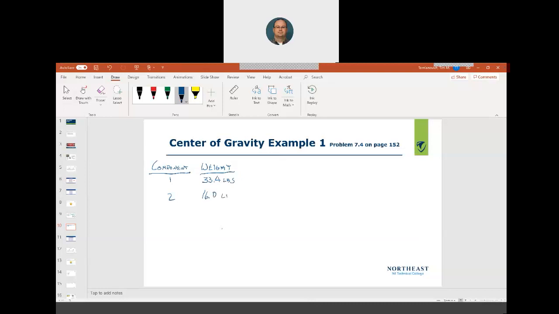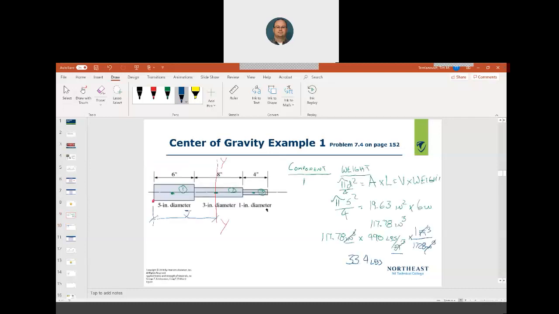16.0 pounds. Okay, component 3 is a 1-inch diameter. So 1 squared times pi divided by 4 equals, my length is 4 inches, times 4, times 490, divided by 1728. I get 0.89 pounds.